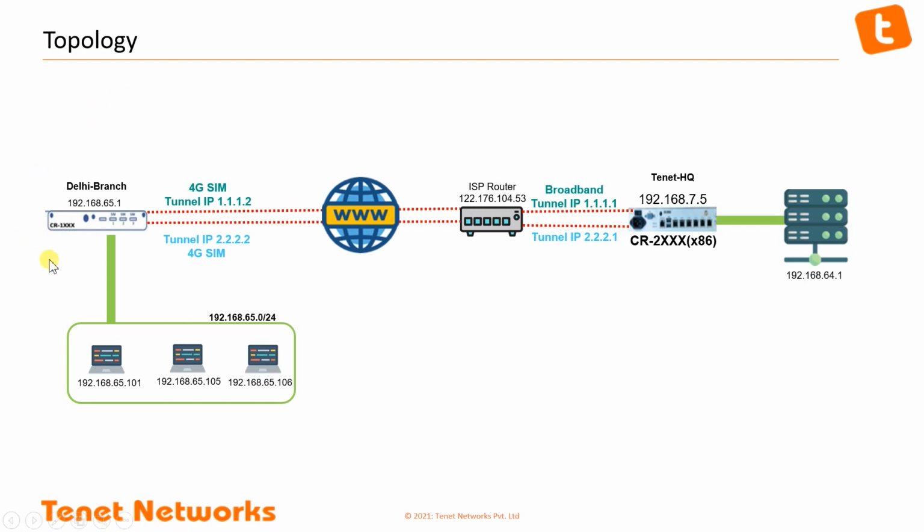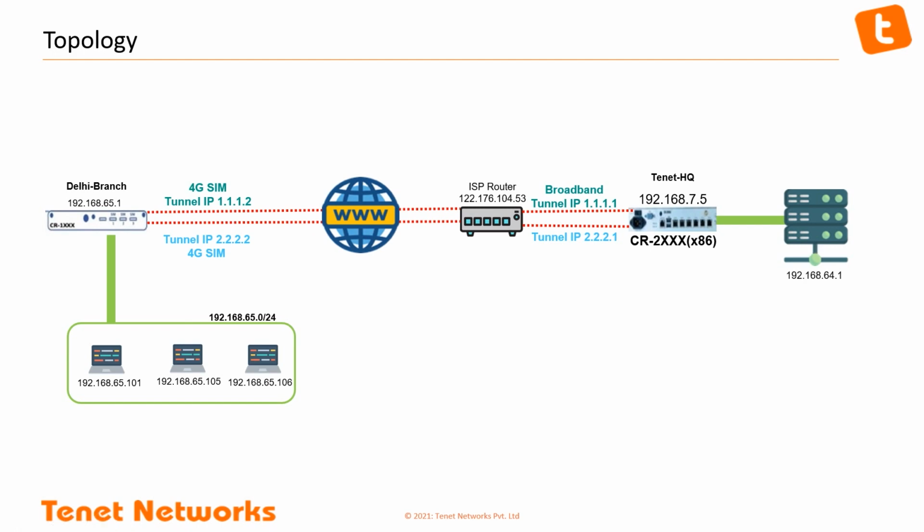To begin with, we have our Delhi branch, which is acting as a client, and we have our TNet HQ branch, which is acting as a server. From here we have one broadband connection which has two tunnels going to the internet, and in Delhi branch we have two internet connections which are provided by two 4G SIMs. We have a 65.0 network going on with a device IP of 65.1, and in the server side we have 64.1 as an IP address of the server.